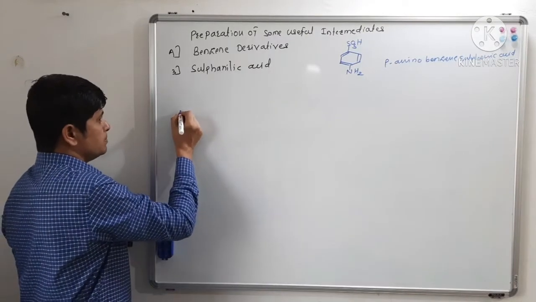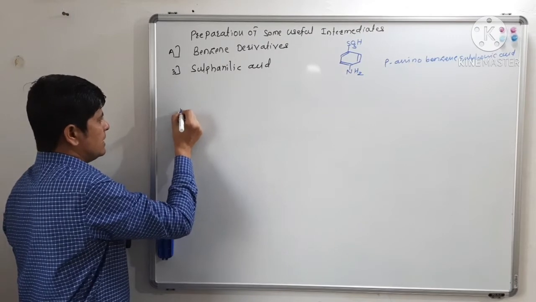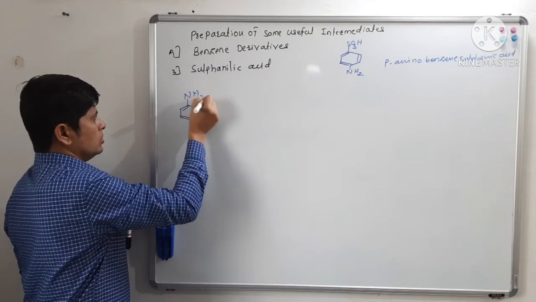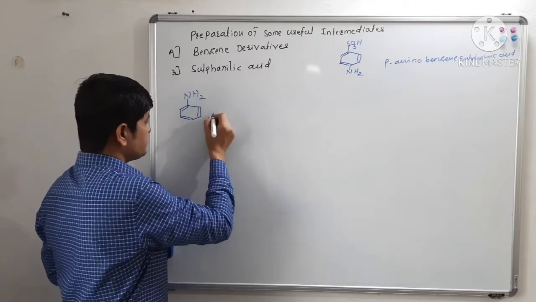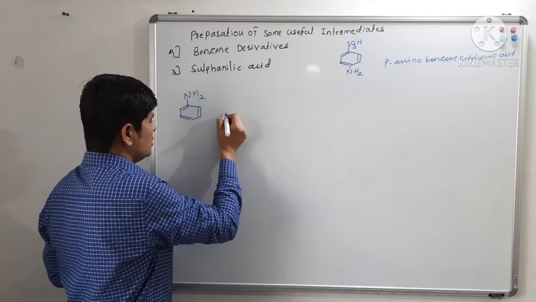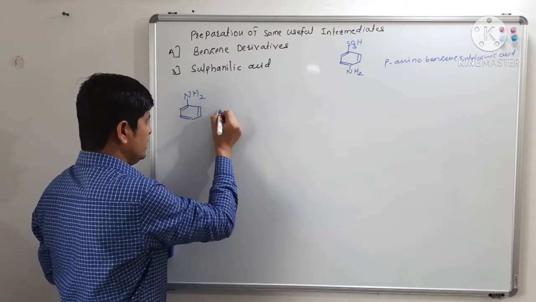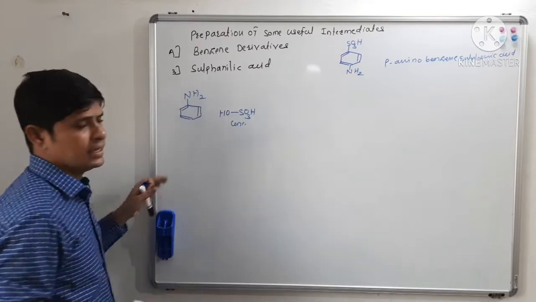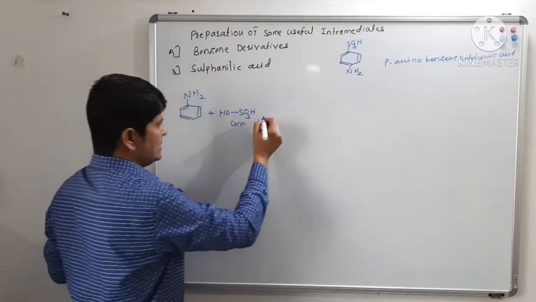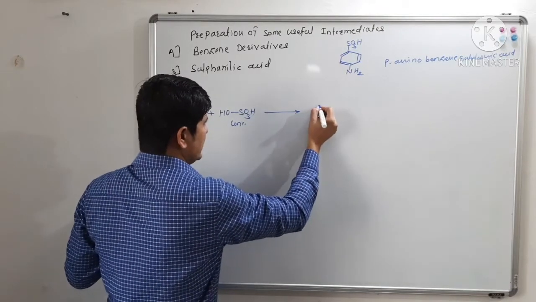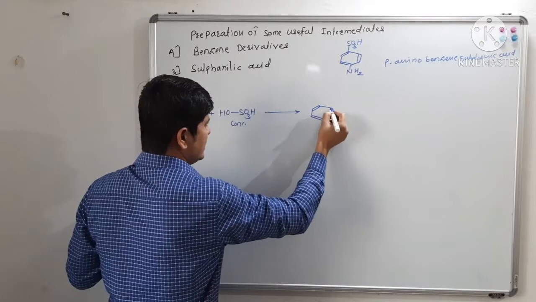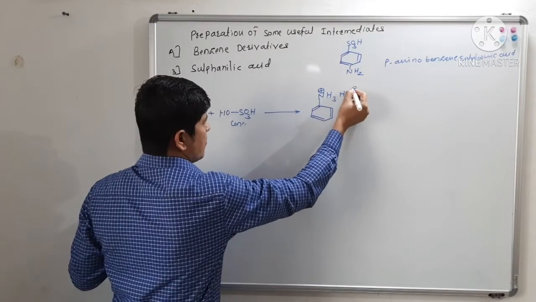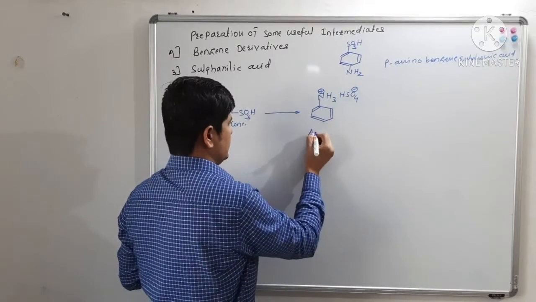For the preparation of this para-amino benzene sulfonic acid, or sulfanilic acid, we have to take aniline as a starting material, and this aniline we have to react with concentrated sulfuric acid. So what will we get in the first step? We will get aniline bisulfate, anilinium bisulfate.